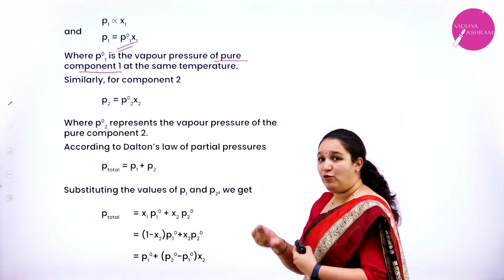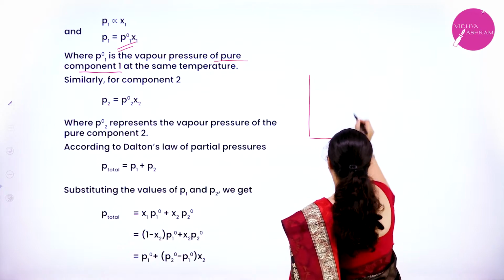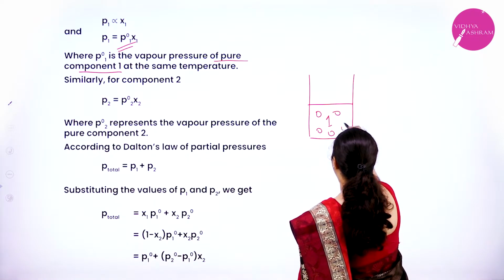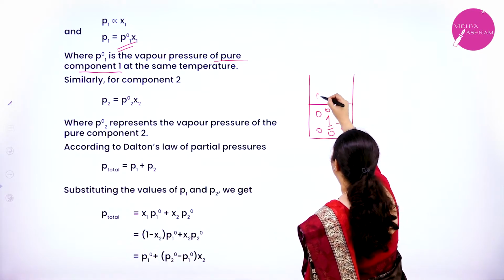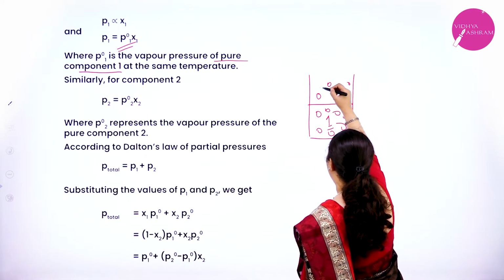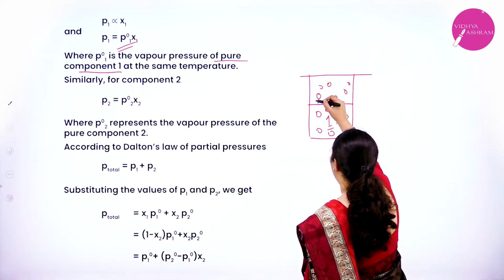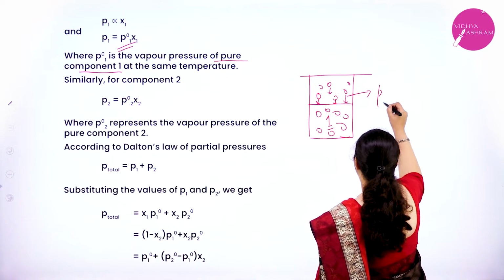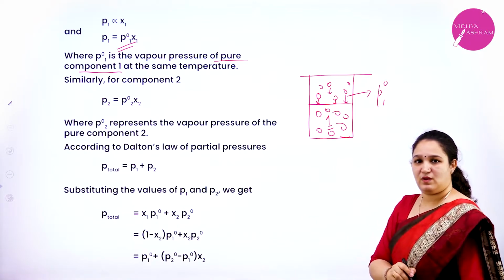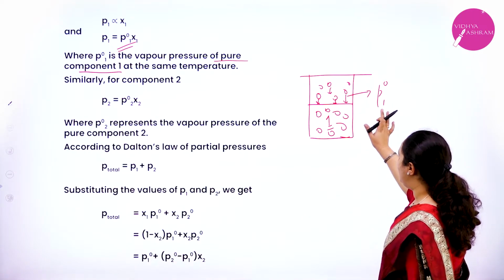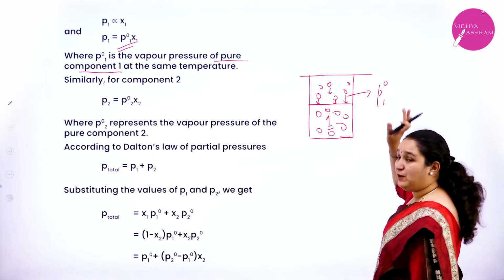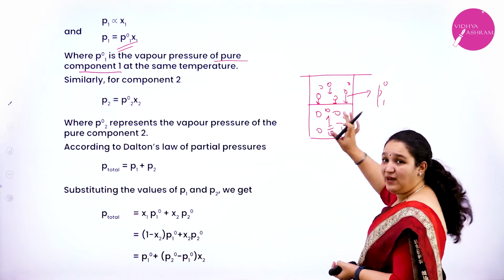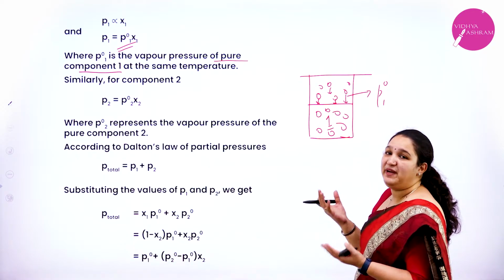That is, before mixing, if I had taken only component 1, particles of only component 1 are present here, and they will evaporate and go into the vapor phase, and they will exert some pressure. The pressure is called P1 naught. So what is P1 naught? It's the vapor pressure of the pure component 1. If I take only component 2, then it is P2 naught.